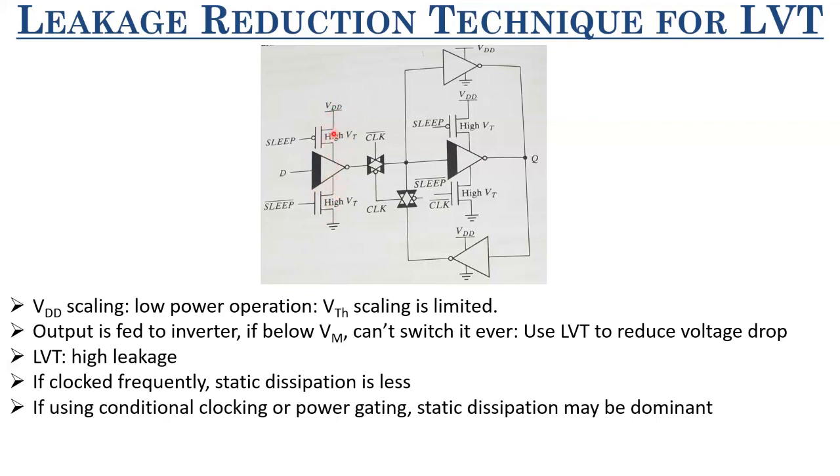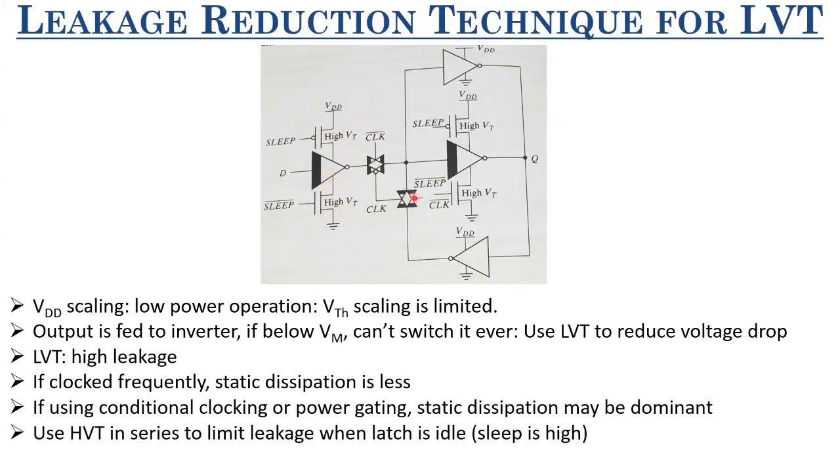Why? Since this high VT transistor and these inverters are in series, even though these have low VT transistors, effectively the current that flows through the system would depend upon the leakage of this high VT transistor. So using these high VT transistors in series with this low VT implementation reduces your leakage current significantly. This is one of the particular ways used in low power circuit designs. So use high VT transistors in series when doing power gating to limit the leakage when the latch is idle, that is, sleep is high. When sleep is low, go for regular operation.